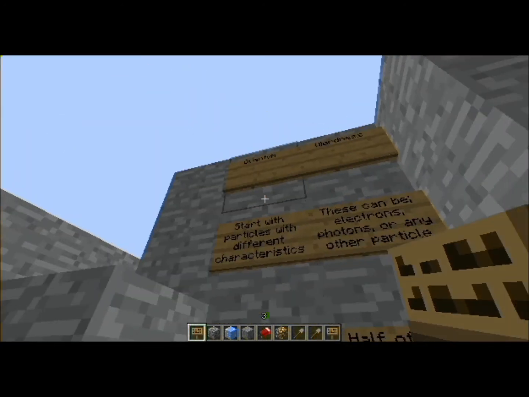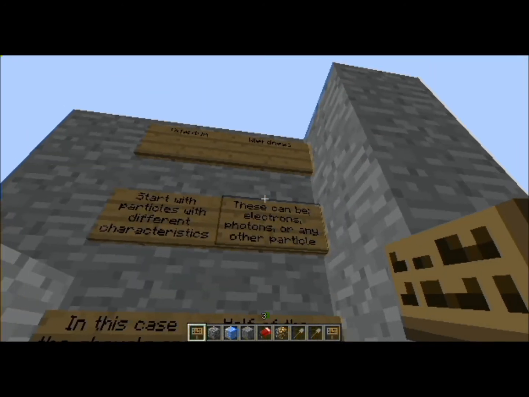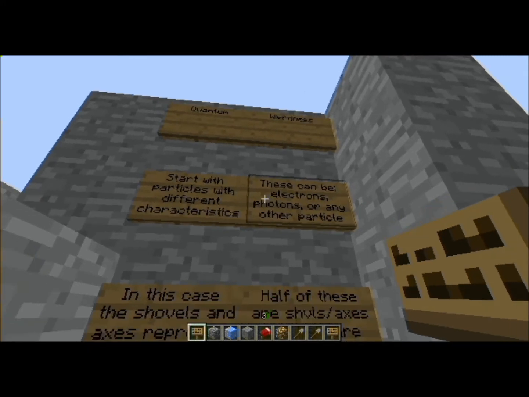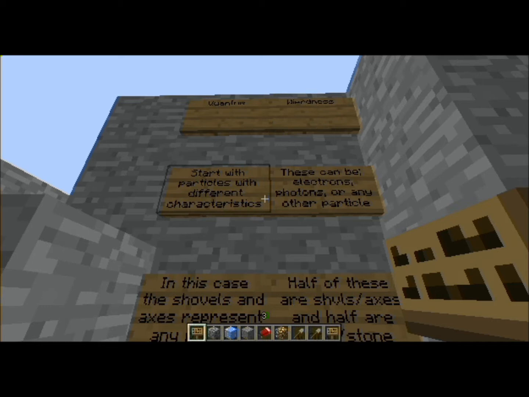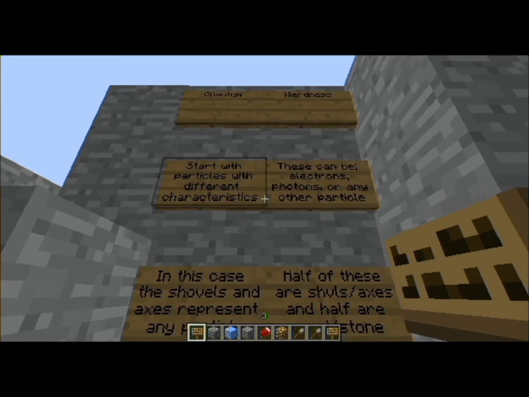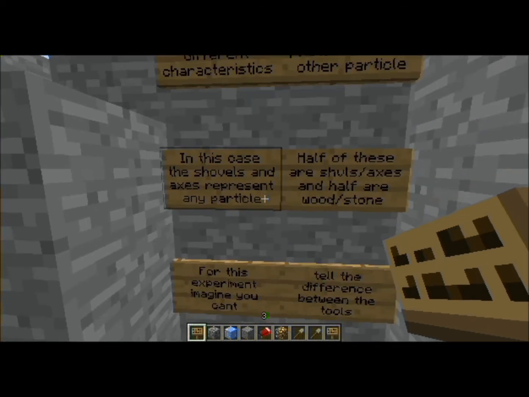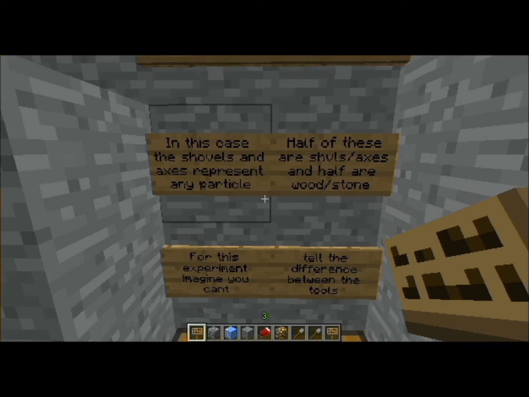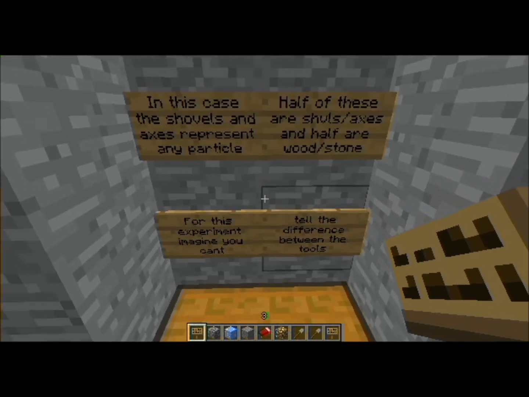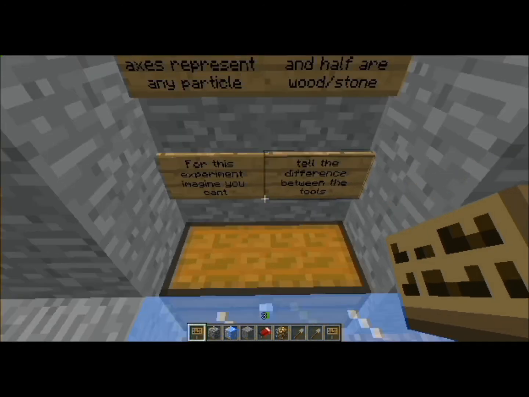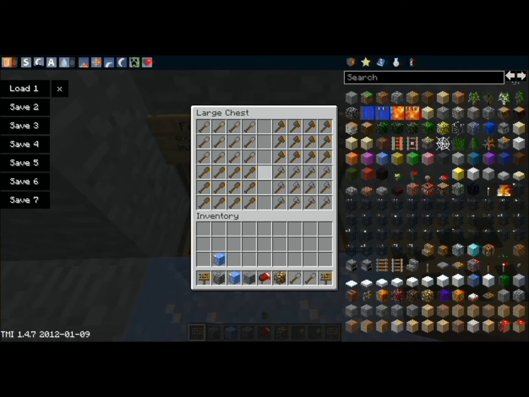Now, quantum weirdness. How about we start with the particles having different characteristics. These can be electrons, photons, or any other particle. In this case, the shovels and axes will represent any particle. Half of these are shovels and axes, and half are wood and stone. For this experiment, you can imagine that you can't tell the difference between the tools. Obviously, you can see the difference, they're there, but imagine it's blurry and you can't actually tell.